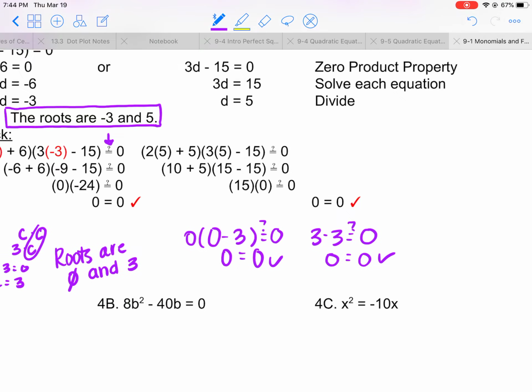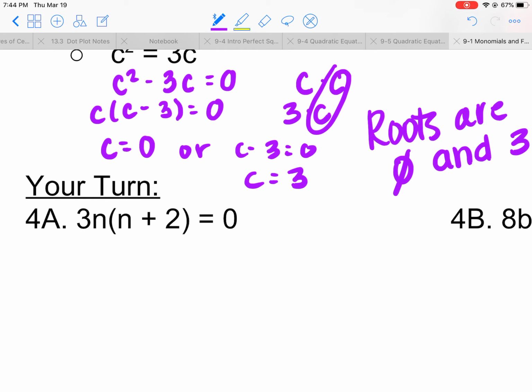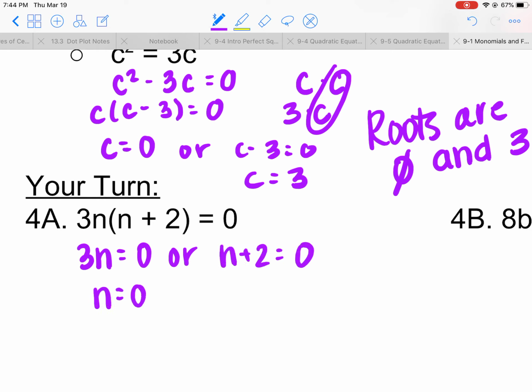Here are 3 your turns. I'm going to just put the answers instead of working them out. Go ahead and pause it and then come back and check and see if you've done it correctly. So this can be split up into 3n is equal to 0 or n plus 2 equals 0. So my roots, n equals 0 and n equals negative 2.